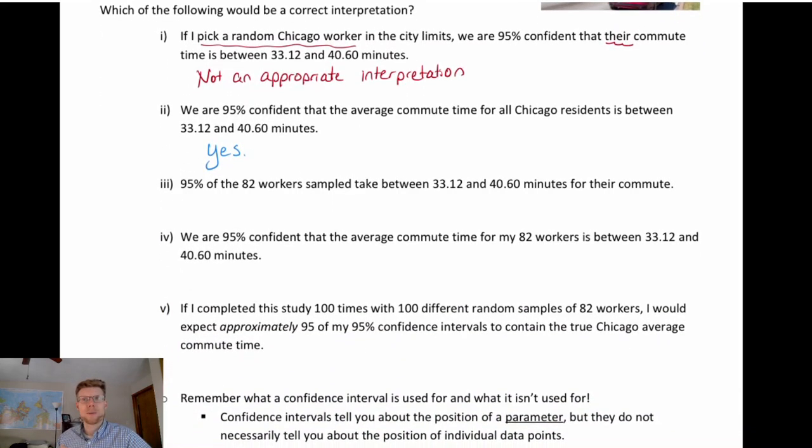This one's very tempting as well. 95% of the 82 workers sampled take between these amounts of time for their commute. Again, not true, for the same reason that the first one's not true: an interval is not telling us about the location of individuals. We don't know where 95% of individuals are. We know we're 95% confident where a parameter is located. So this is a no.